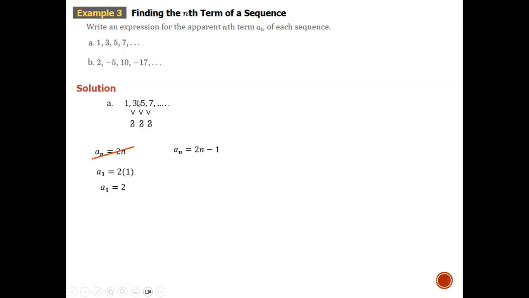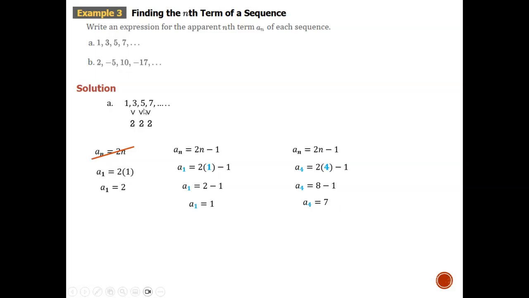Let's try 2n minus 1 maybe to give us this sequence here. So let's test it. If we plug in a 1, we should get the first term, which is a 1. So 2 times 1 is 2 minus 1. So we do get a 1, so that works, right? And we can check it for another number. So when I plug in a 4, remember that should give us the fourth term. So 1, 2, 3, 4, that's the 7. Let's check if our equation works for that. 2 times 4 is 8. 8 minus 1 is 7. So this equation does work.